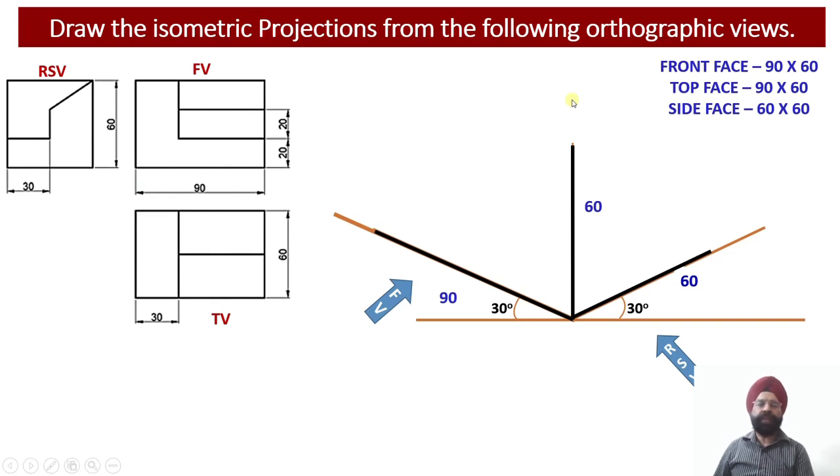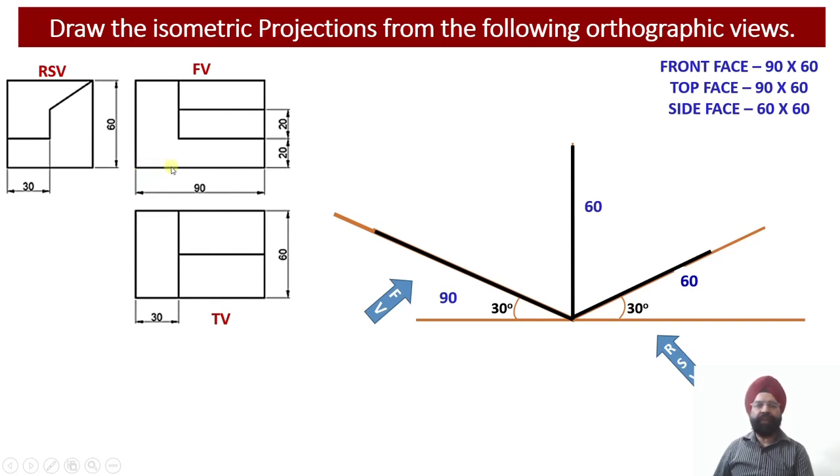So in the 3D projection we are going to have the front view, side view and the top view of the solid visible in a single plane. Now in this isometric projection we require the dimensions of the front face, top face and the side face. So let us evaluate these dimensions from the orthographic projection.